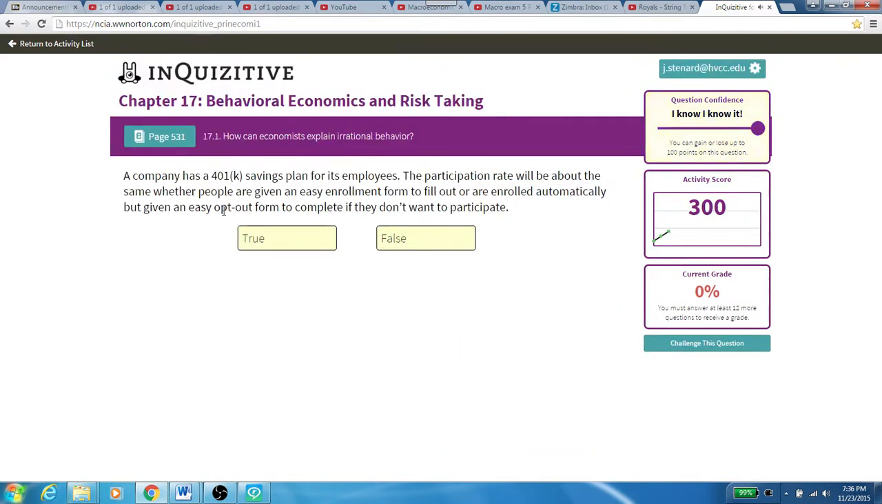A company has a 401k savings plan for its employees. The participation rate will be about the same. Other people are given an easy enrollment form to fill out or are enrolled automatically but given an easy opt-out form to complete if they don't want to participate. Actually, that's false. People that are given an opt-out form are more likely to enroll. So let's go with false.